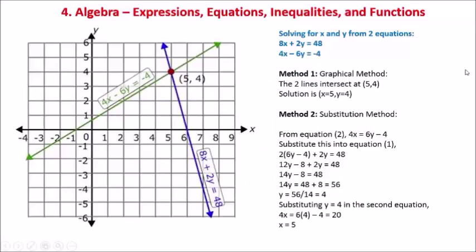Now, let's say that I've got 2 lines. I've got a green line and a blue line. Each one has its own equation. The blue line is 8x plus 2y equals 48. That's that equation here. And the green line is 4x minus 6y equals minus 4. That's that equation there. Now the question is, what is the point of intersection?